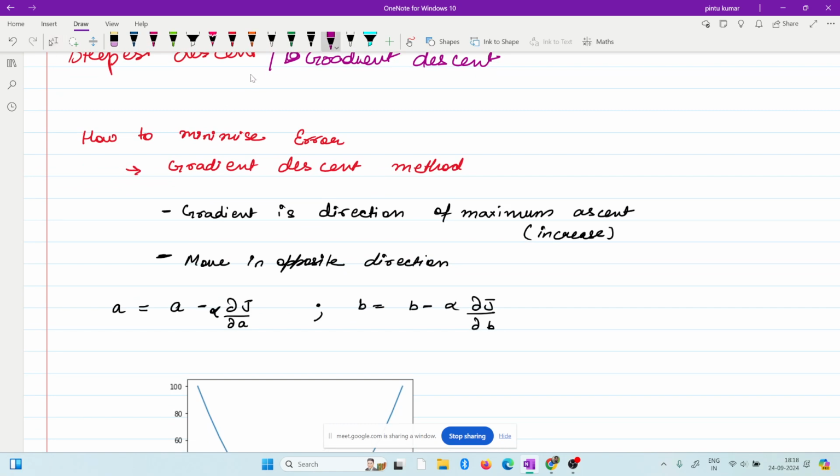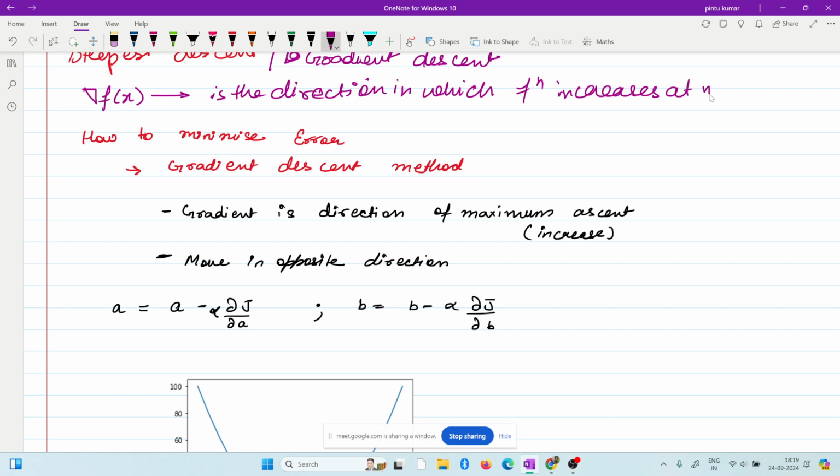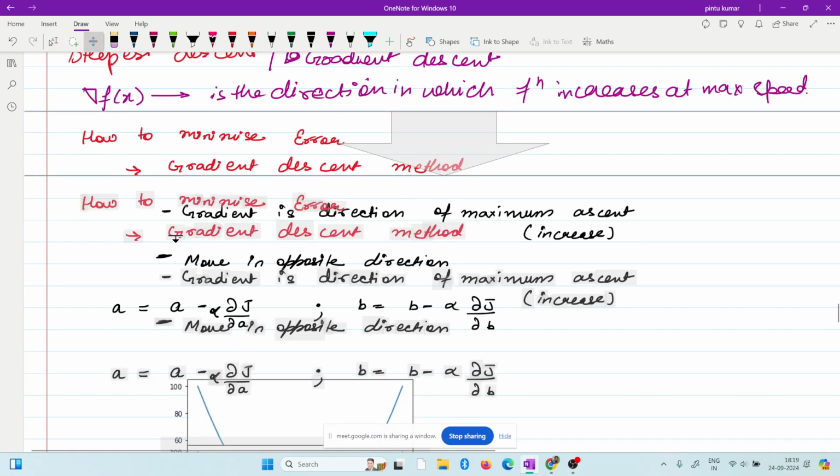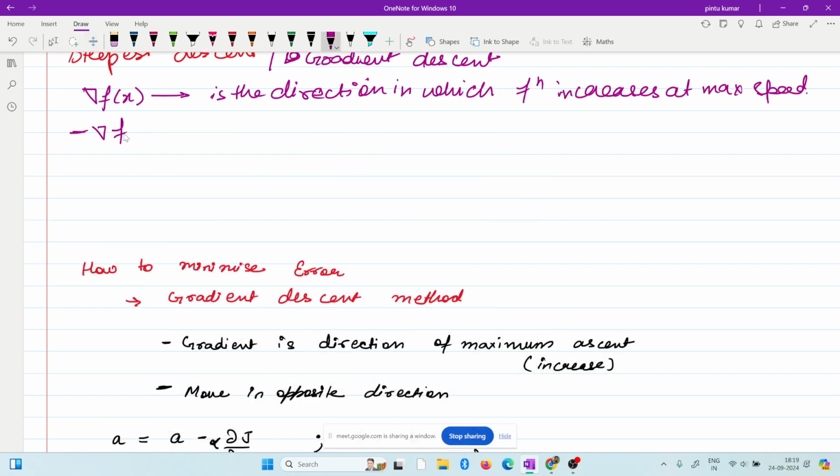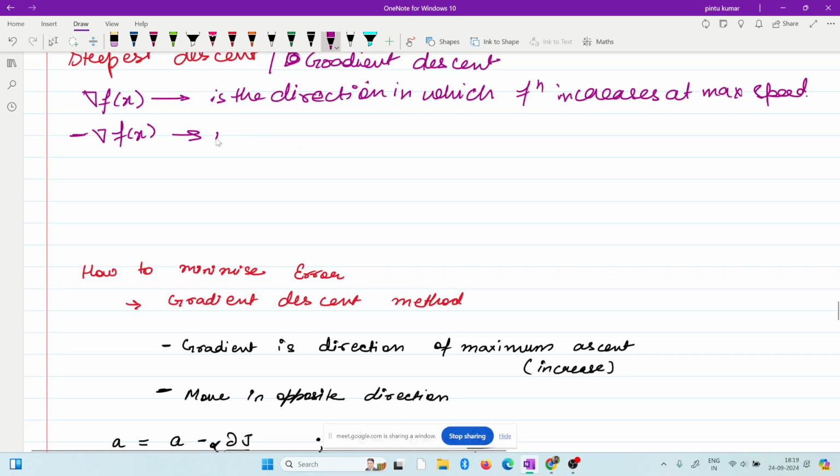When we talked about the gradient, we talked about a property of the gradient: if you calculate the gradient of f at some point, this direction is the direction in which your function increases at maximum speed. And I think I also mentioned in the last class that if you take the negative of this quantity, that is, the negative of your gradient, this is the direction in which your function decreases with maximum speed, right?